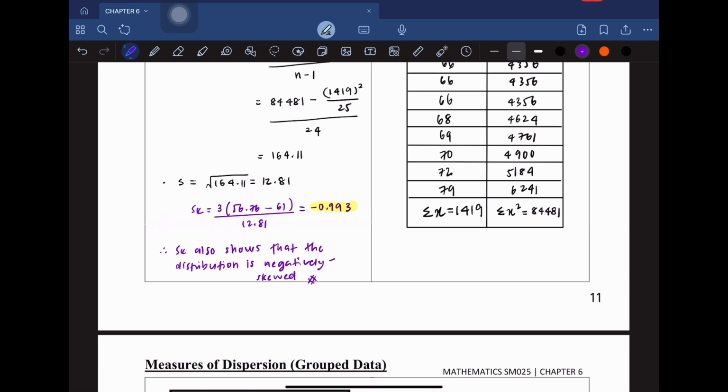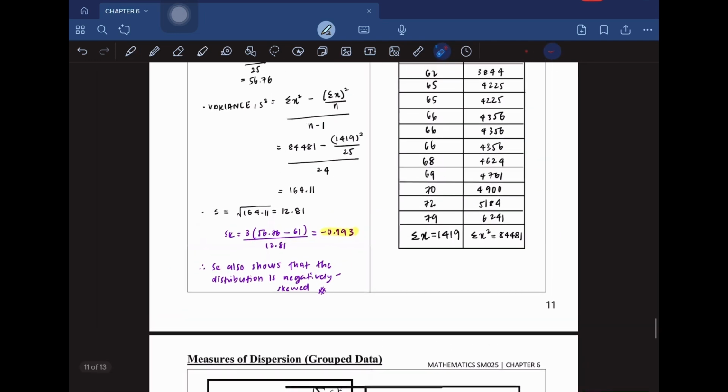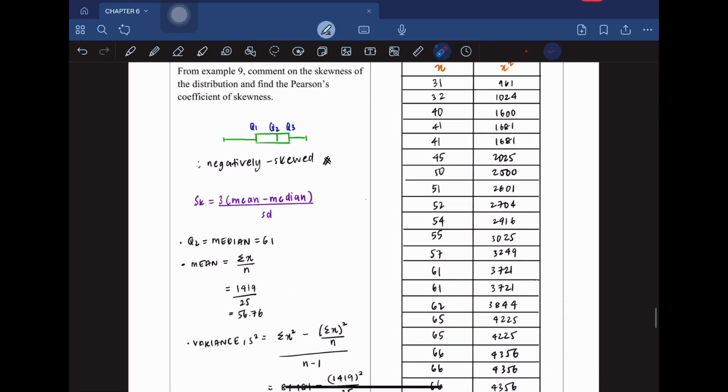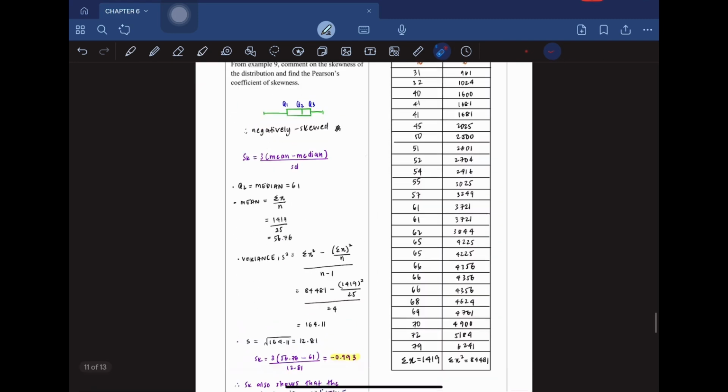Okay, so we have proof that the data is negatively skewed using the Pearson's coefficient, and also we have proof that the data is negatively skewed using the graphical method. Okay, so that's all from me.